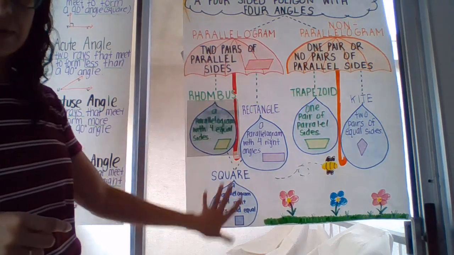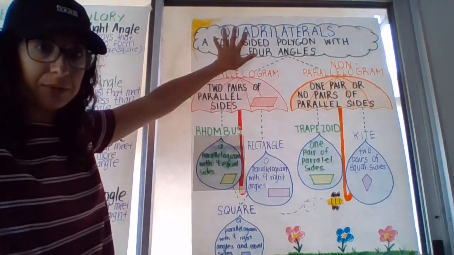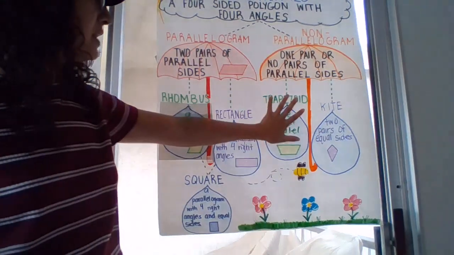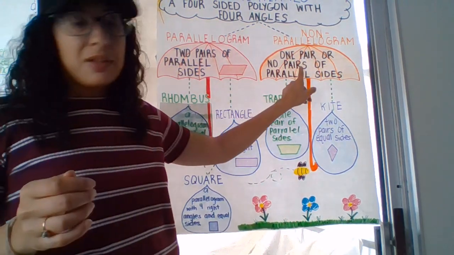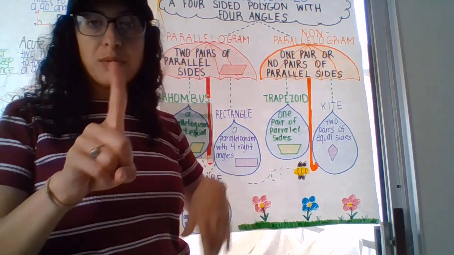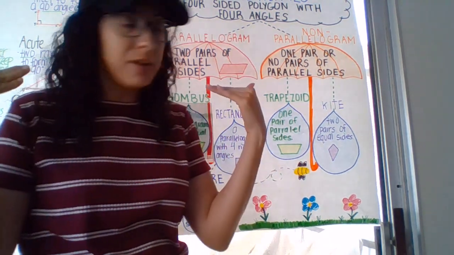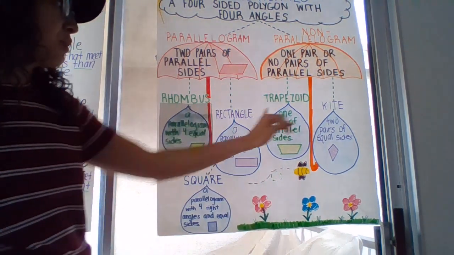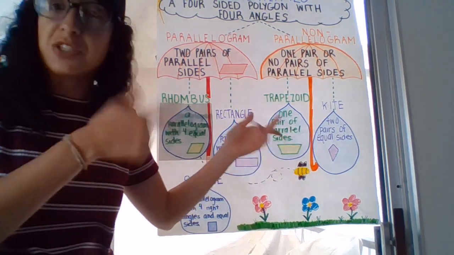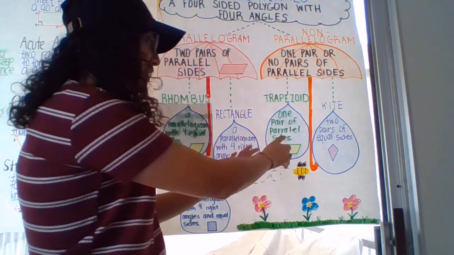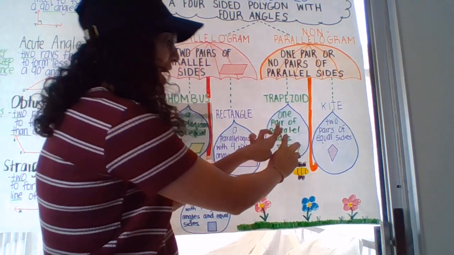Okay, so these are parallelograms. They're all quadrilaterals. But then we have these guys over here, non-parallelograms. They're not parallelograms because they only have one pair or they have no pairs of parallel sides. So we have a trapezoid, and I misspelled this. I just noticed it like 2 days ago. It's P-A-R-A-L-L-E-L.